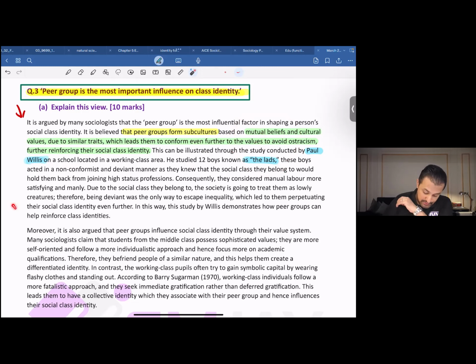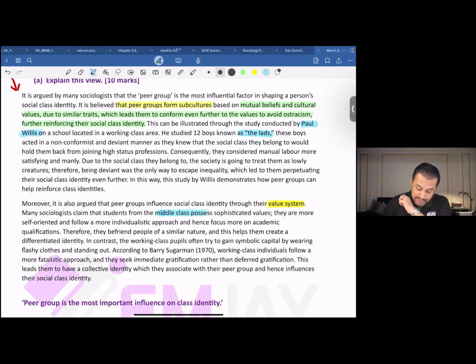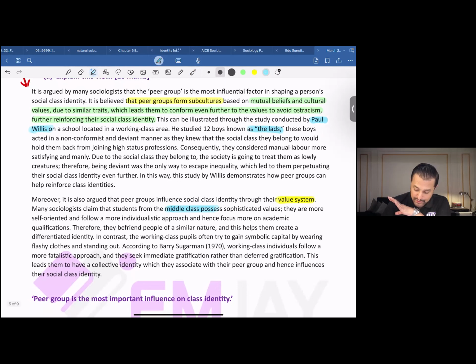Now, moving on to the next point. Moreover, it is also argued that peer groups influence social class identity through their value system. Many sociologists claim that students from the middle class, and we'll eventually speak about Barry Sugarman, who conducted his research in the 1970s. Let me walk you through Barry Sugarman's research as well.